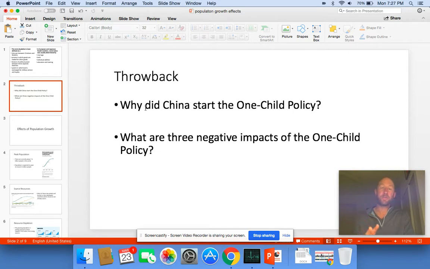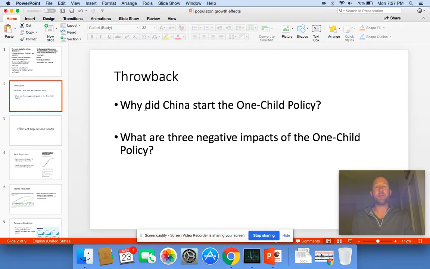Two, there's not enough young people to support the old people. So it's kind of crazy, but you think about there's an entire generation that has no brother, no sister, and no cousin. But what they do have are two parents and four grandparents. And so there's not enough working people to support the old people in China right now.